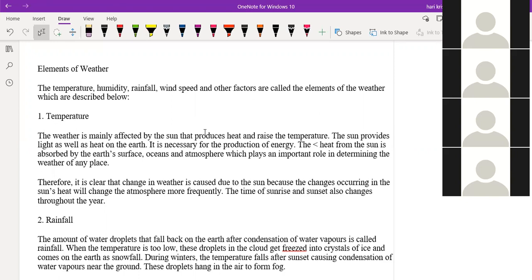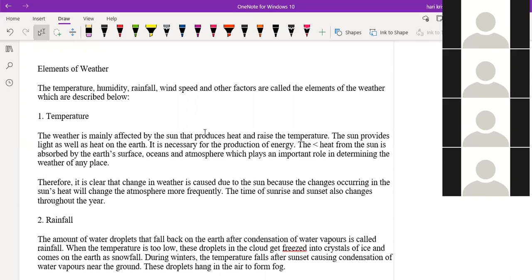Generally, the heat energy onto the earth is given by the sun only, right? Whatever heat is getting onto the earth is given by the sun itself. Other than the sun, is there any other source of heat energy onto earth? No, sir. So weather is mainly affected by the sun, which provides heat as well as light.